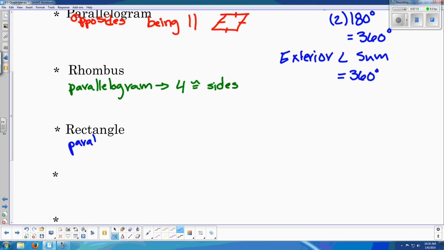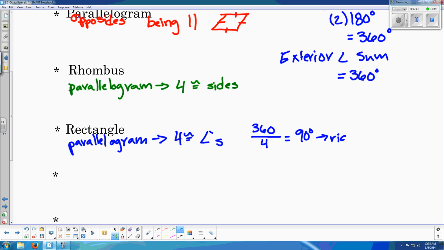All of these so far have been types of parallelograms. So we have a parallelogram, and a rectangle. The thing we need to know about our rectangle is it has 4 congruent angles. So rhombus, 4 congruent sides; rectangle, 4 congruent angles. Now, we know our total interior angle sum is 360 degrees, and if all of our angles are congruent, then each angle is 90 degrees, which is a right angle. So, more specifically, rectangles have 4 right angles.